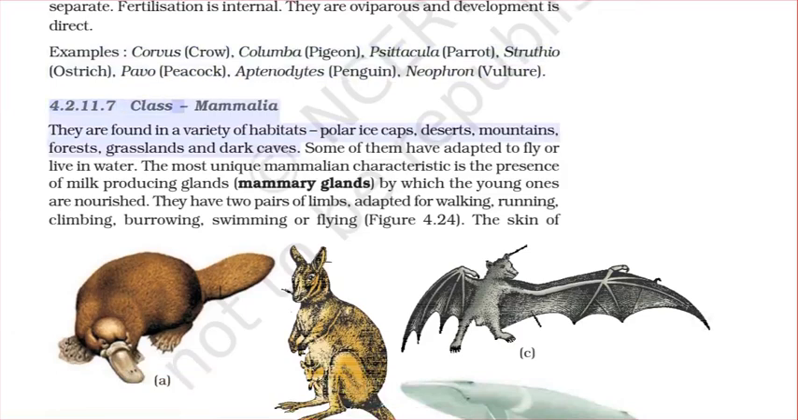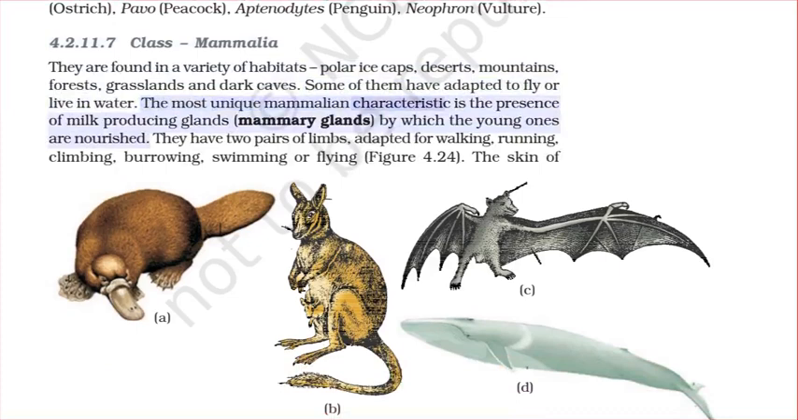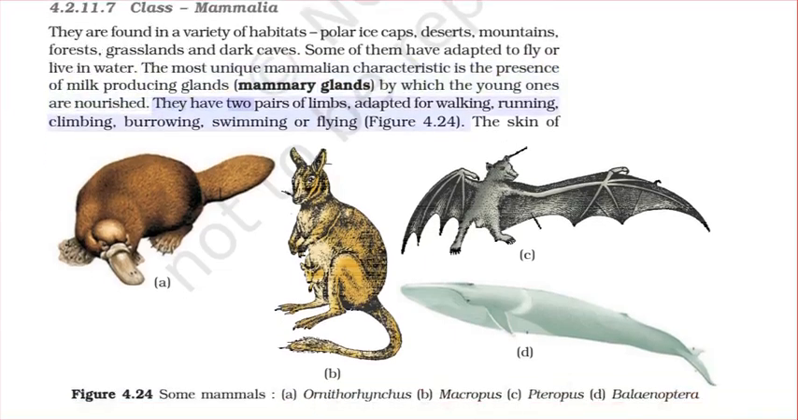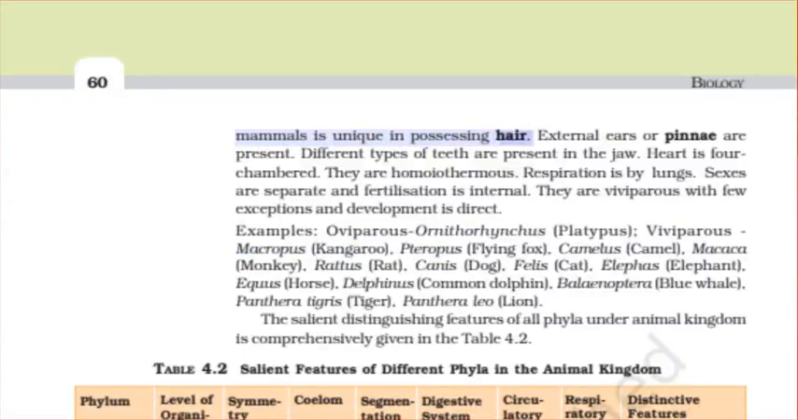4.2.11.7 Class Mammalia. They are found in a variety of habitats: polar ice caps, deserts, mountains, forests, grasslands, and dark caves. Some of them have adapted to fly or live in water. The most unique mammalian characteristic is the presence of milk-producing glands, mammary glands, by which the young ones are nourished. They have two pairs of limbs, adapted for walking, running, climbing, burrowing, swimming, or flying, Figure 4.24. The skin of mammals is unique in possessing hair.